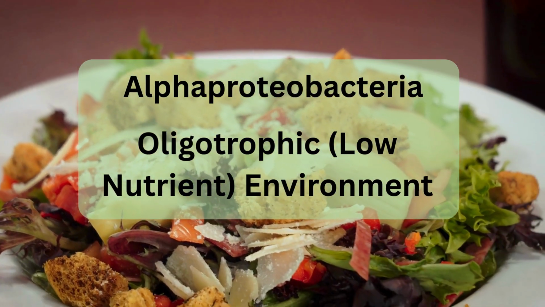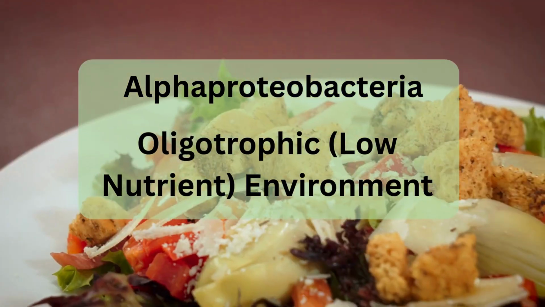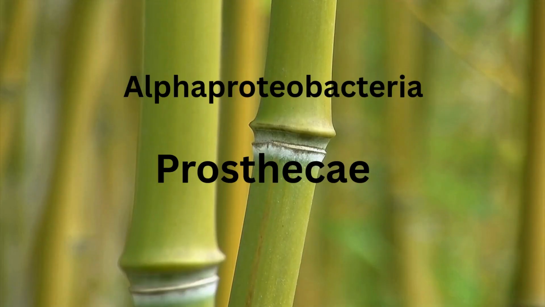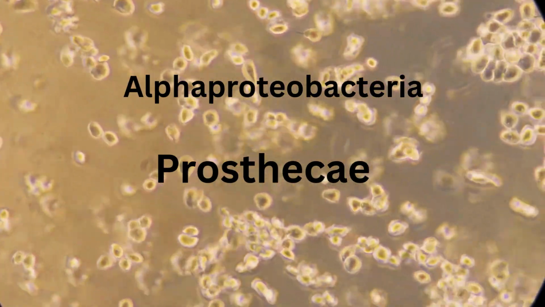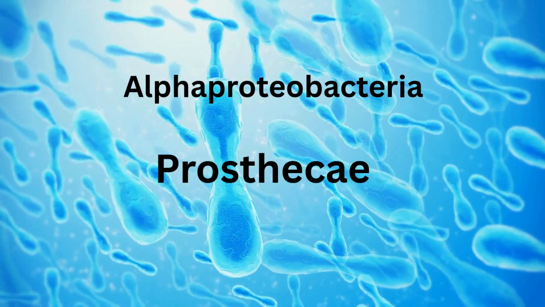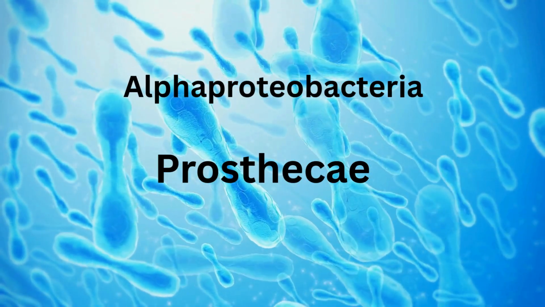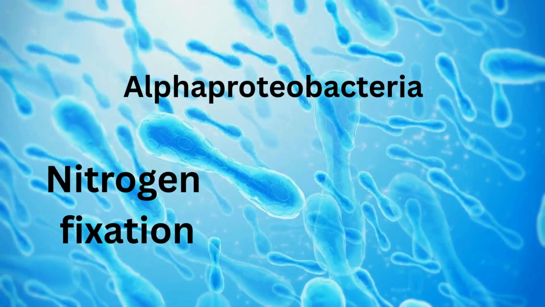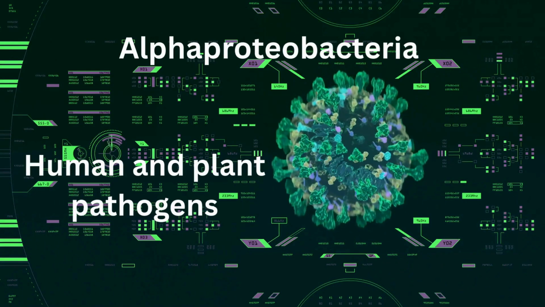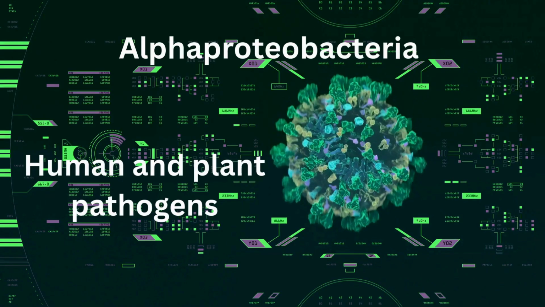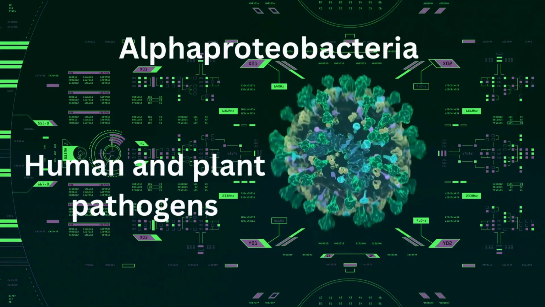Many species exhibit specialized morphologies such as prosthecae, which are stalks or budding. This increases the surface area for nutrient absorption. This group also includes nitrogen-fixing symbionts that form mutualistic relationships with plants, emphasizing their importance in nutrient cycling. Several alpha proteobacteria also function as human and plant pathogens.